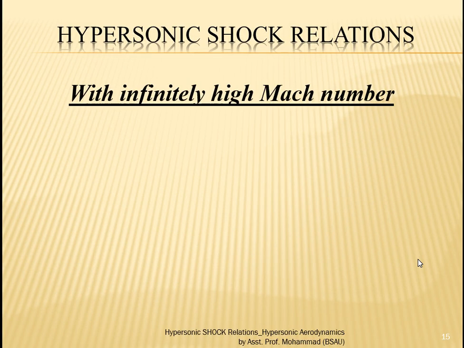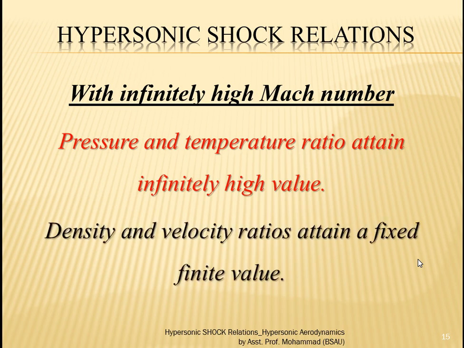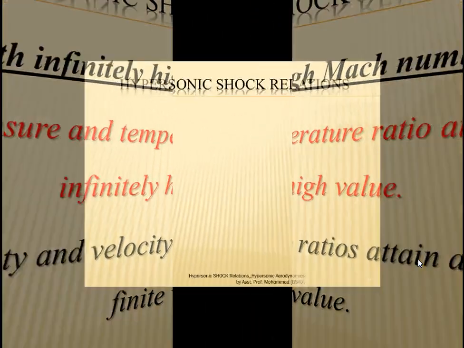So now with the infinitely high Mach number assumption, we observed by treating these ratios for the infinitely high Mach number that the pressure and temperature ratios attain infinitely high values because they still contain the Mach number in the reduced equation, so they will keep increasing as the Mach number increases. But the density and velocity ratios attain a fixed finite value because they don't have the Mach number in the expression anymore, so they will attain fixed finite values once the infinitely high Mach number relation is applied.